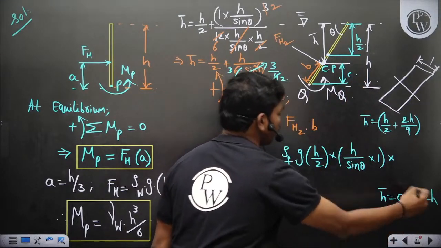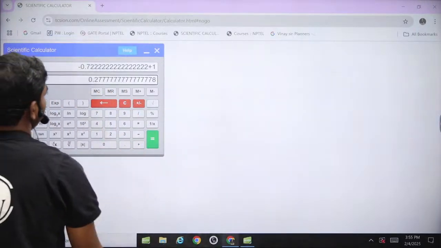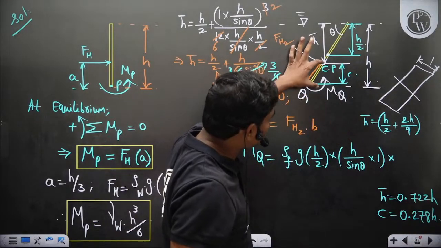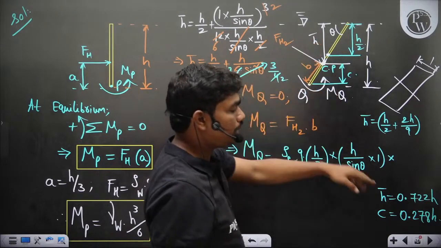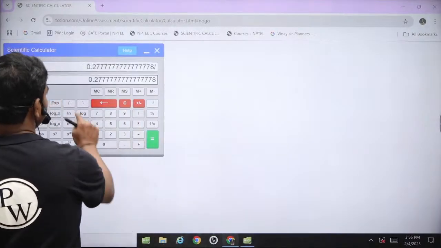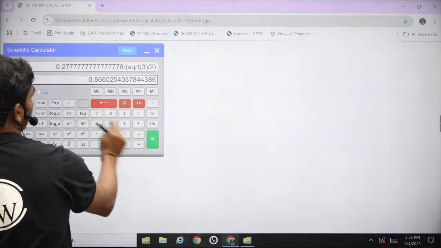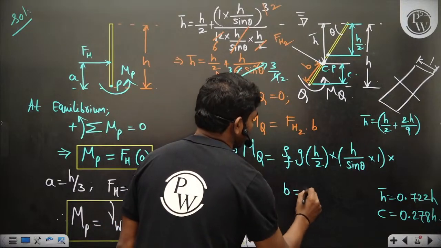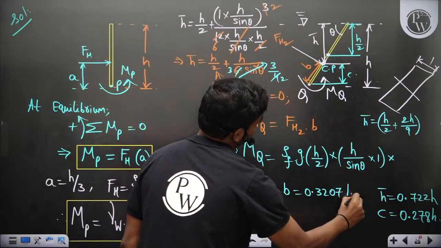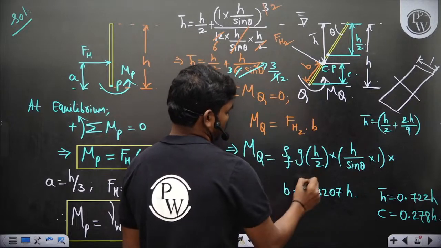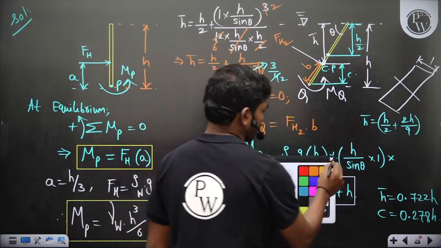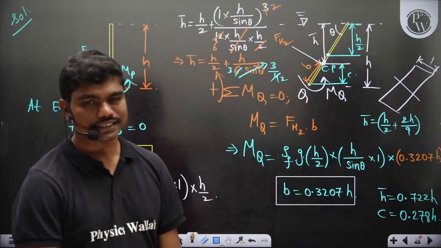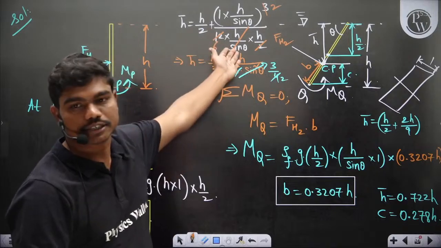So C is equal to 1 minus 0.722, 0.278 h. So if this height is 0.278 h, then the slant length would be divided by sine theta. So 0.278 divided by square root of 3 by 2, so 0.3207. So b value is 0.3207 h, the moment arm, of course. So that's all. That's just calculating the center of pressure using this expression.